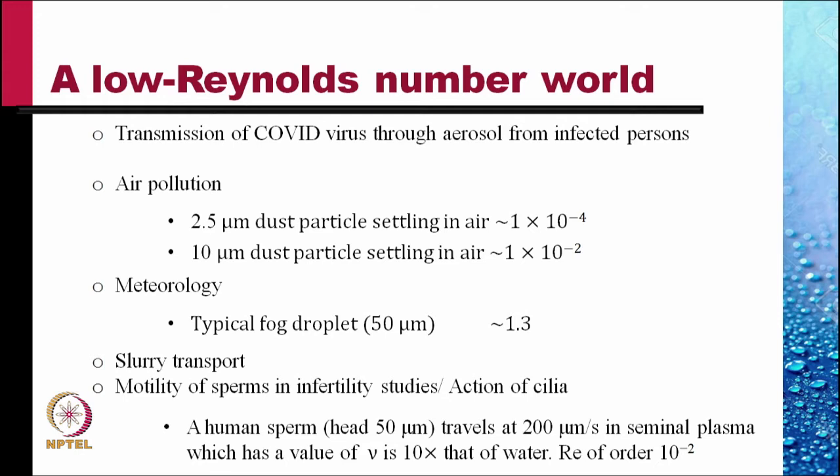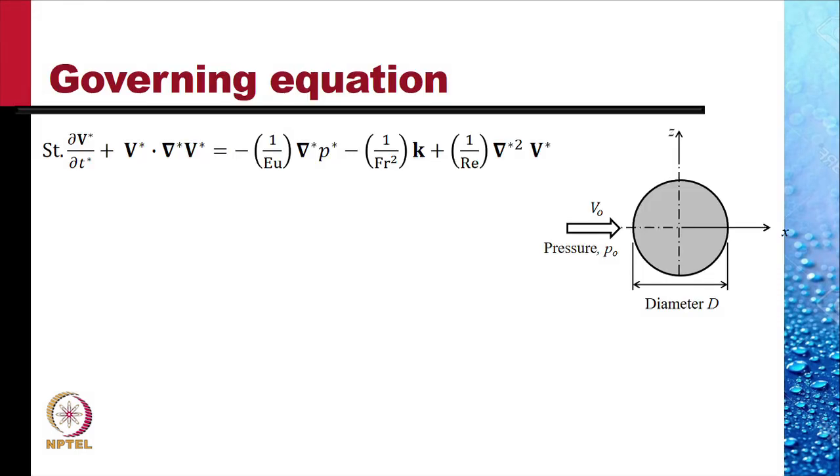Motility of sperms in infertility studies and the action of cilia are also very low Reynolds number flows. A human sperm with a head of 50 micrometers travels at 200 micrometers per second in seminal plasma, which has a kinematic viscosity 10 times that of water. The Reynolds number is of order 10 to the power minus 2. Let's study the low Reynolds number flows in detail.